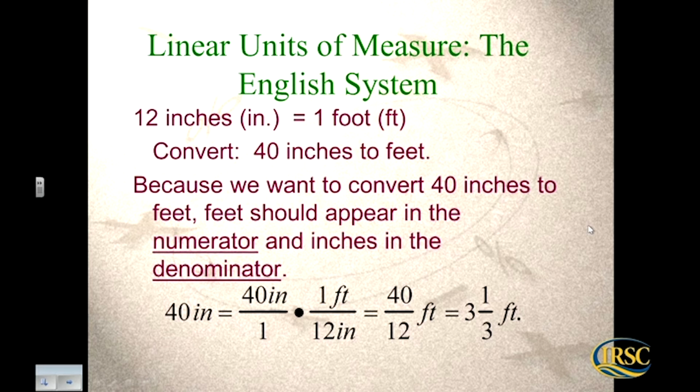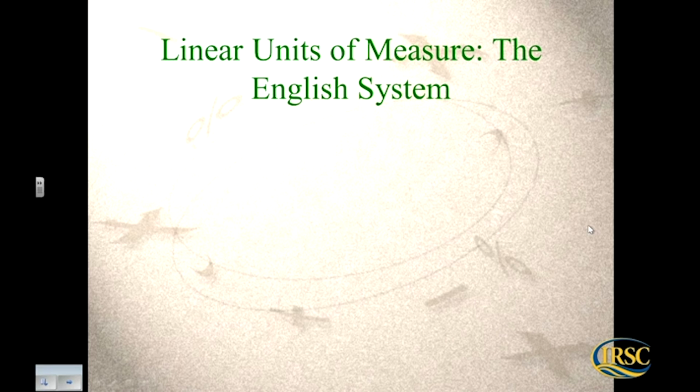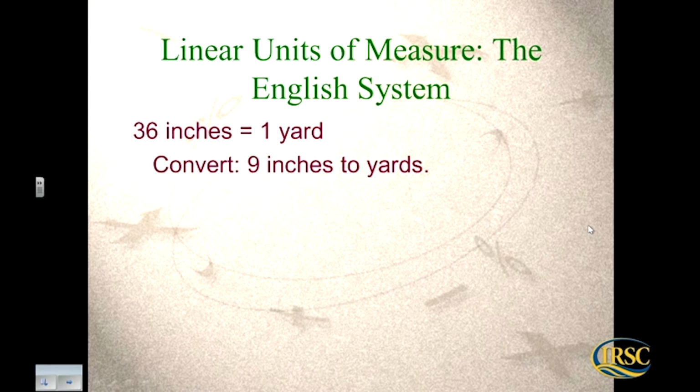Let's go ahead and do that again. So this time we're going to convert 9 inches to yards, so I'm focused on the fact that 36 inches equals 1 yard. Now, if you have your handout, you have a statement with fill in the blanks, and see if you can figure this out. It says to convert 9 inches to yards, blank should appear in the numerator and blank in the denominator, and we're talking about the unit fraction.